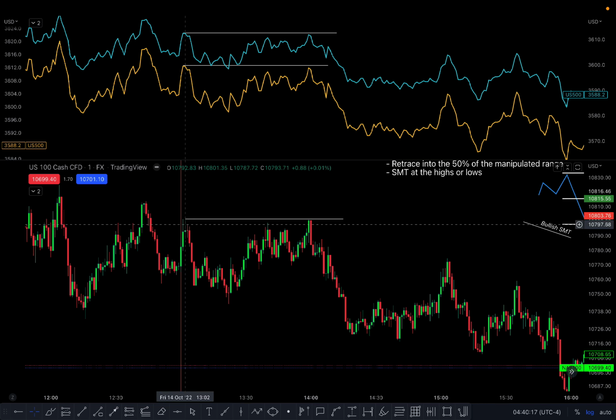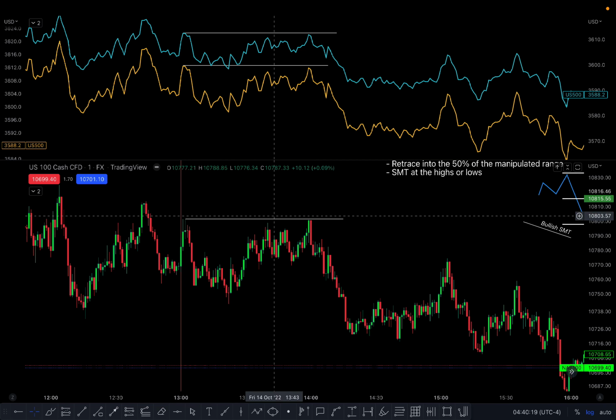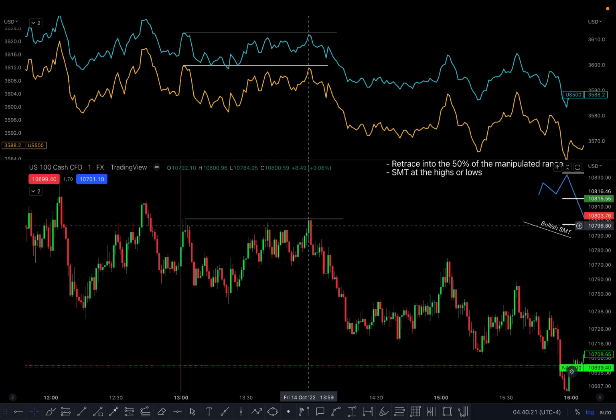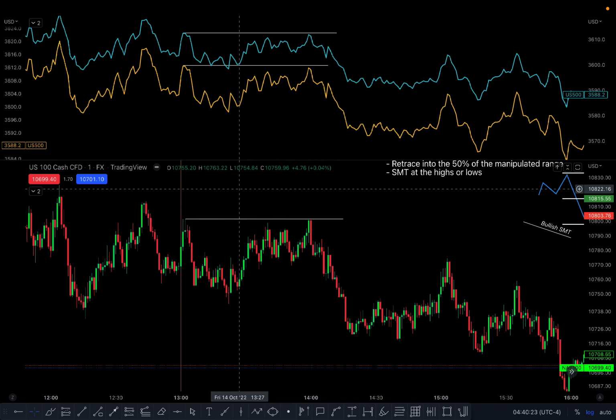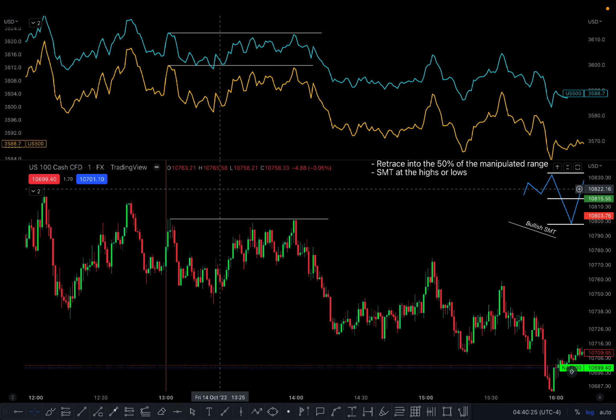Here this high is 10801.35. This is 10784.95. So yeah, there is no bearish SMT. Okay, there is no bearish SMT.